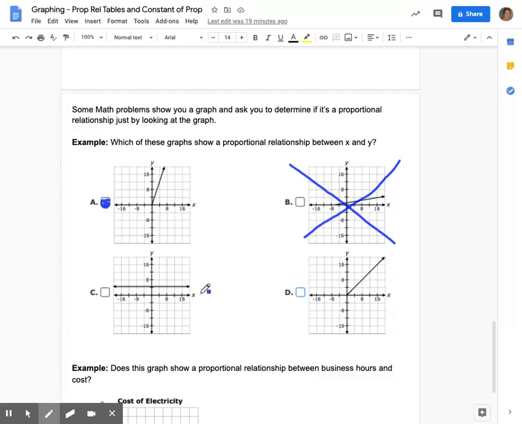C, is this a straight line? Yes. Does it have the point 0, 0? No. So this one is not a proportional relationship graph. And D, is this a straight line? Yes. Does it have the point 0, 0? Yes. So this is yes. So our answers are A and D.